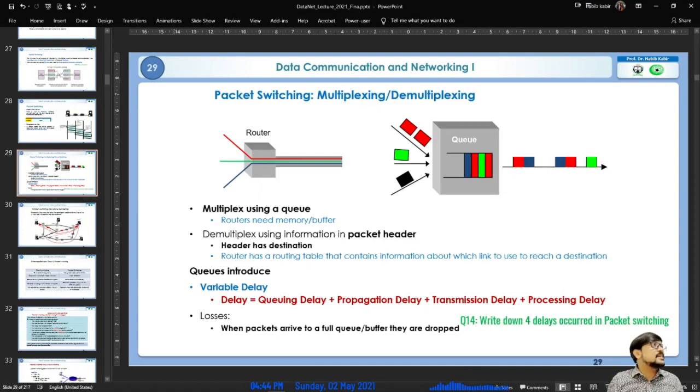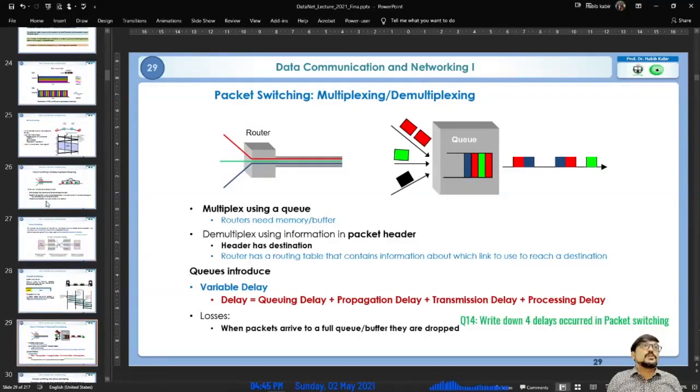Okay, so somebody is asking: what's the question on page number 20, sir? Page number 20. Thank you very much.